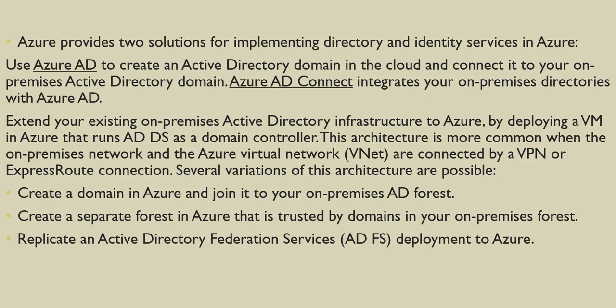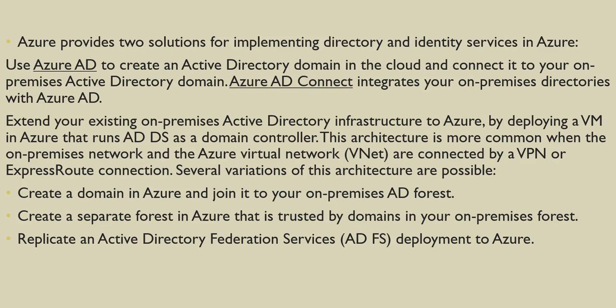Well, Azure provides two solutions for implementing directory and identity services in Azure. You can use Azure AD to create an AD domain in the cloud and connect it to your on-premises Active Directory domain. For that, you will use Azure AD Connect, which will integrate your on-premise directories with Azure AD. And you can extend your existing on-premise AD infrastructure to Azure by deploying a VM in Azure that runs ADDS, Active Directory Domain Services, as a domain controller.